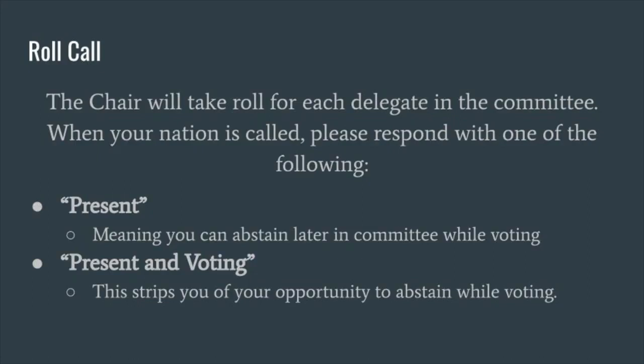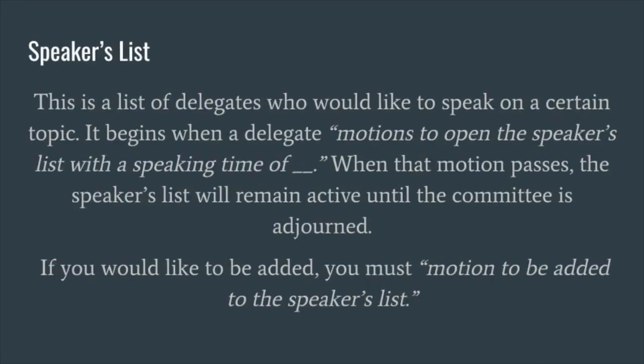After a motion to open debate is passed, the next motion is usually to open the speakers list with a set speaking time. The speakers list is useful for delegates to speak outside a set topic for a given amount of time. It's a key moment to explain to the room where you stand on any given subject. To be added to the speakers list, simply raise your hand, wait to be called on, and say, "Motion to be added to the speakers list."